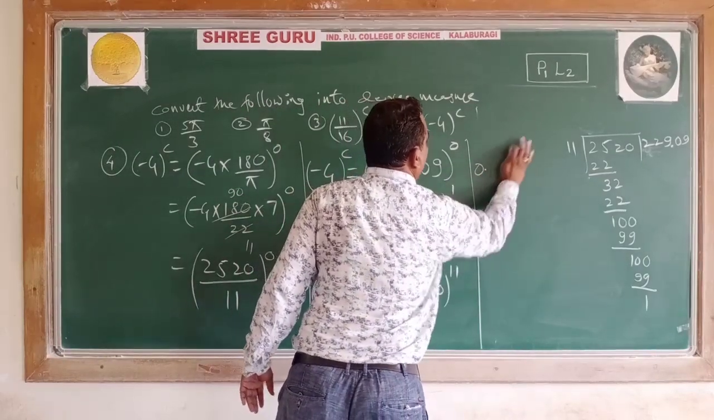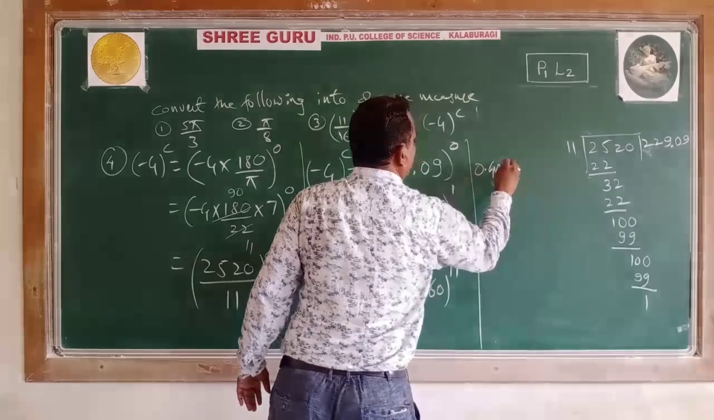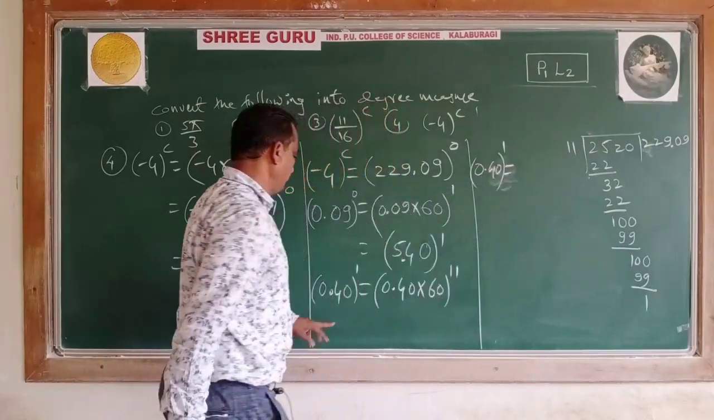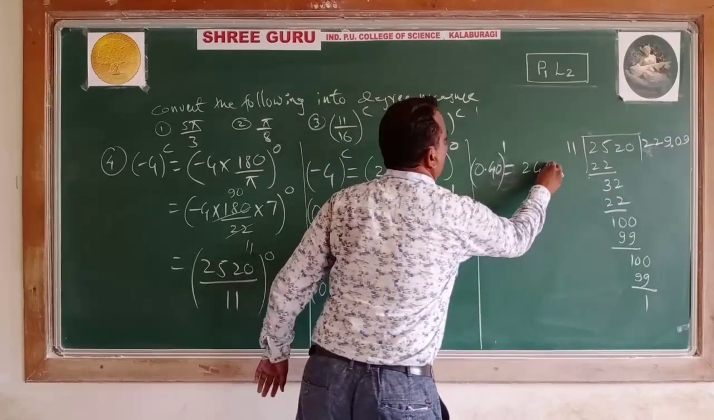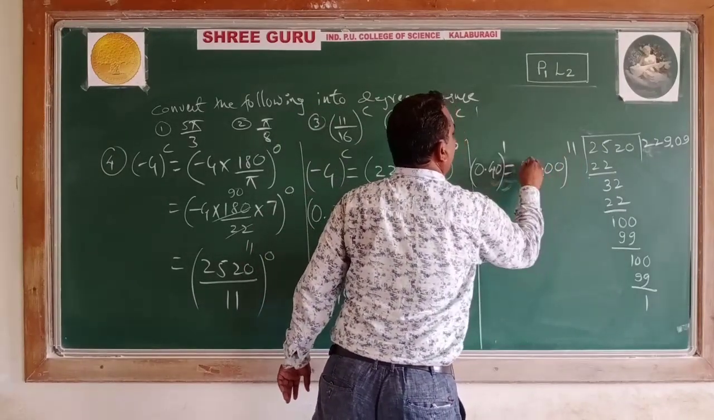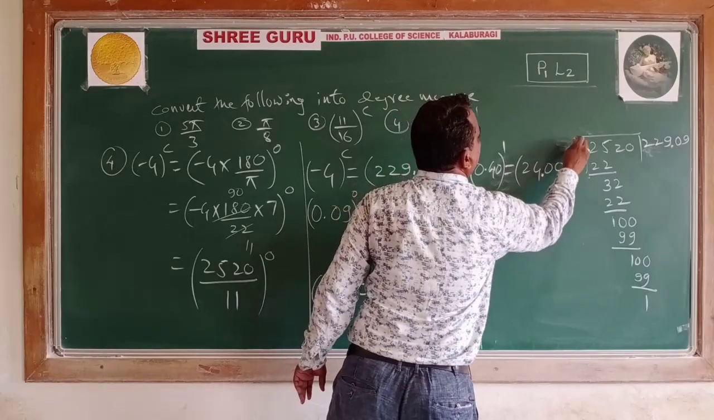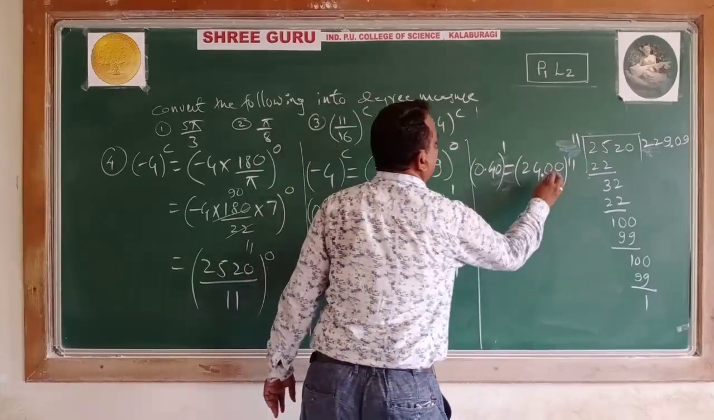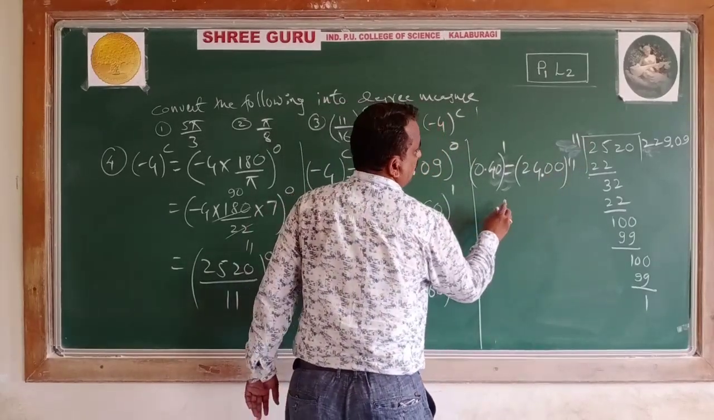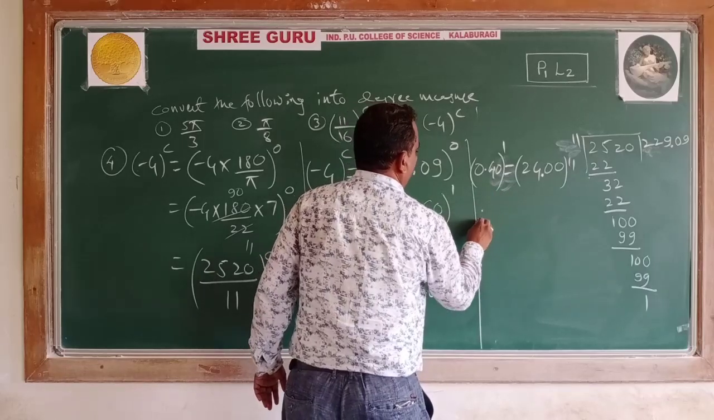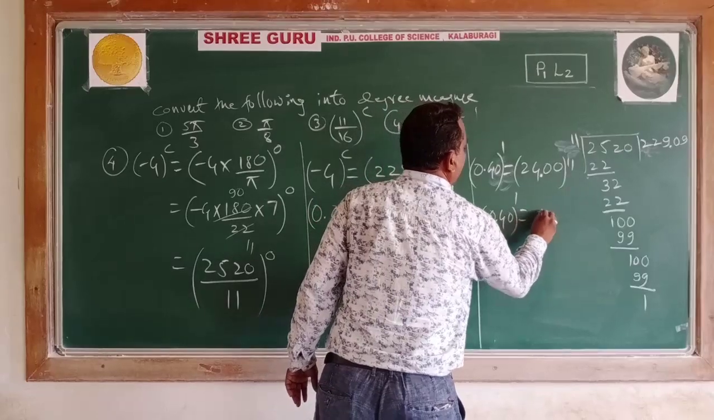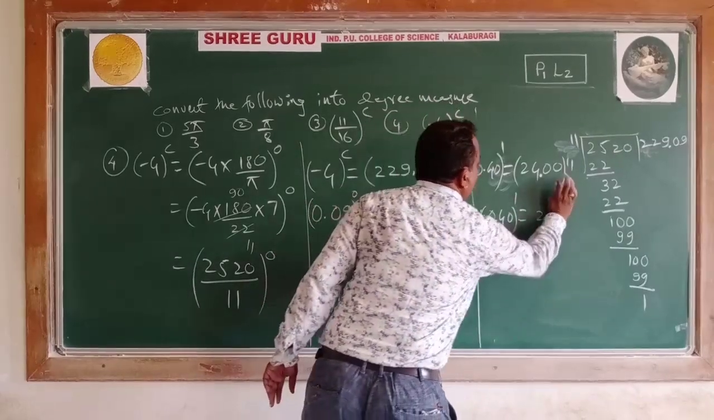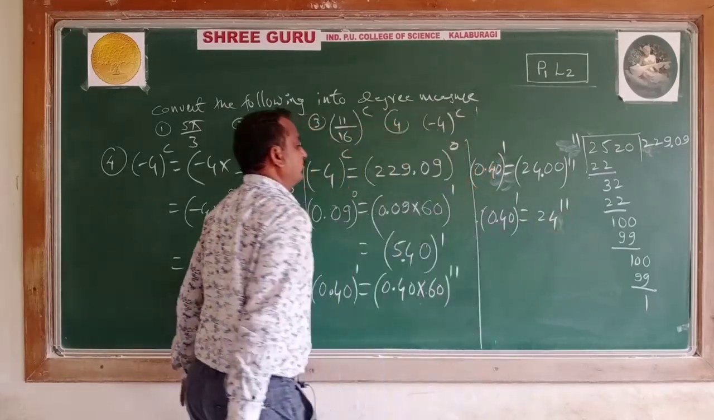0.40 minute is equal to 24, with 2 zeros and 2 decimal points. Exactly it is 11. Therefore 0.40, the fractional minute, is exactly 24 seconds here.